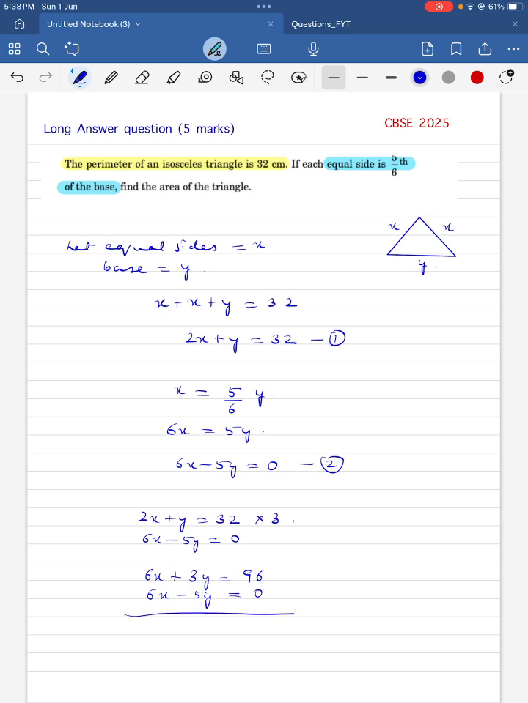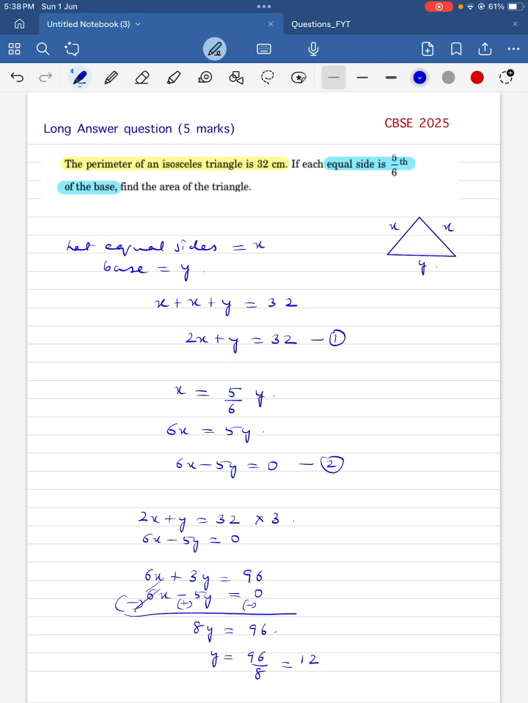So let me subtract both these equations and all the signs would change. And I would get 8y is equal to 96, from which I can find the value of y as 96 divided by 8, which is 12.